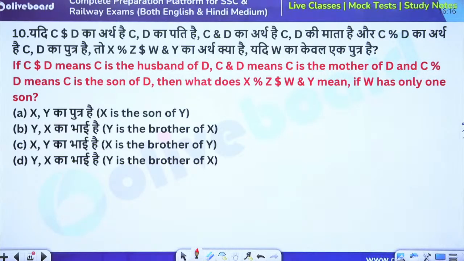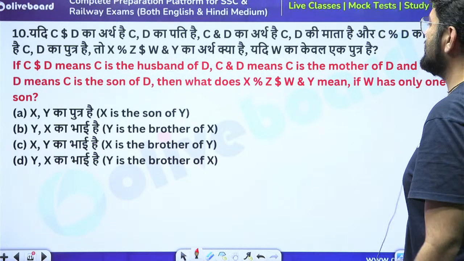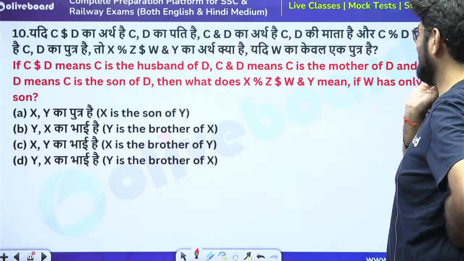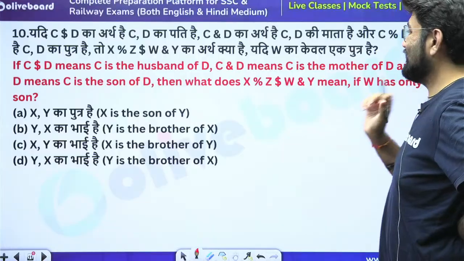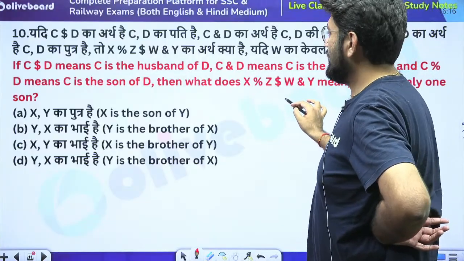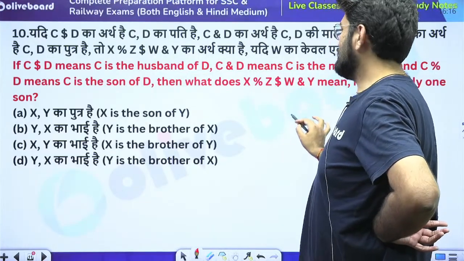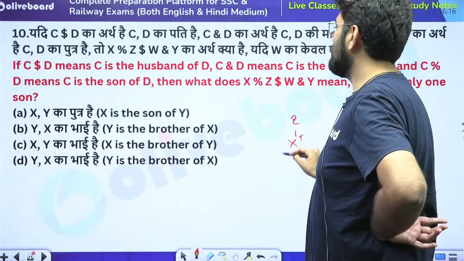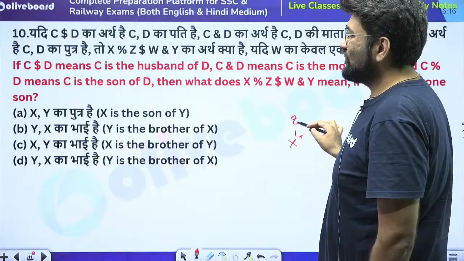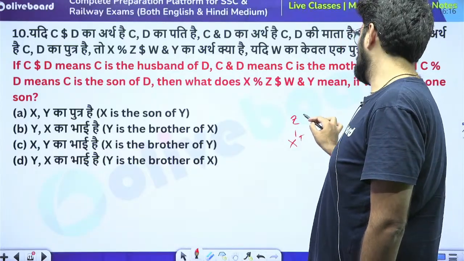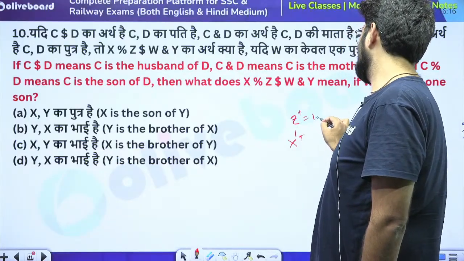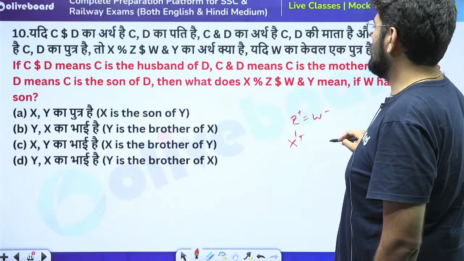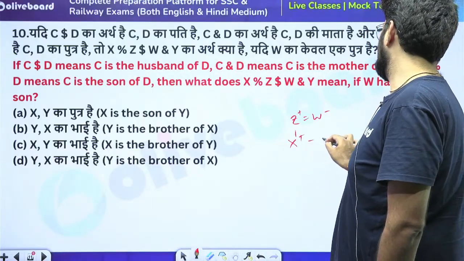If $C means C is the husband of D, C ampersand D means C is the mother of D, and C percent D means C is the son of D, then what does X percent mean if W has only one son? X percent Z. X is the son of Z. $W. Z is the husband of W. W ampersand Y. W is the mother of Y.